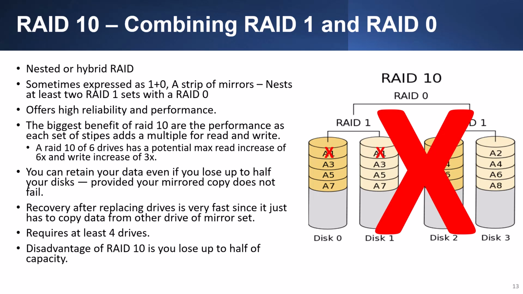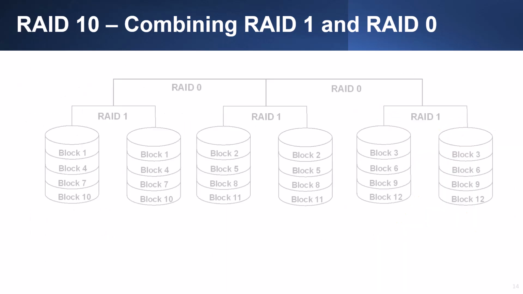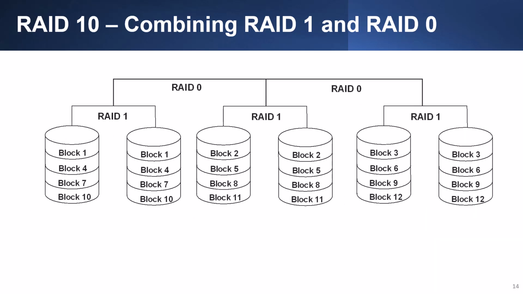Recovery after replacing drives is very fast since it just has to copy data from the other drive of the mirror set. It requires at least 4 drives. A disadvantage of RAID 10 is you lose up to half of capacity. Here is a larger layout of RAID 10.